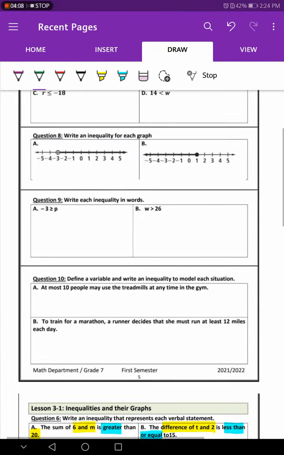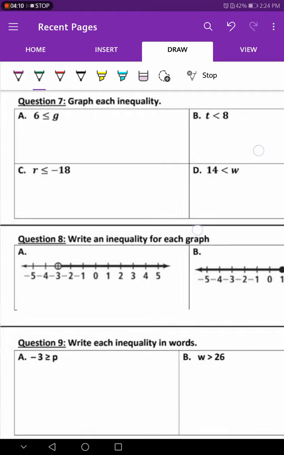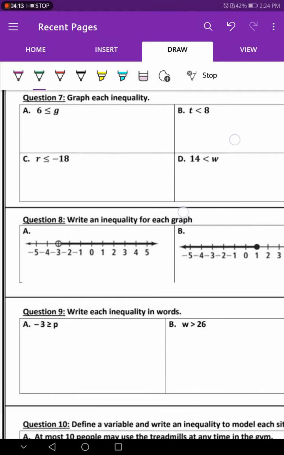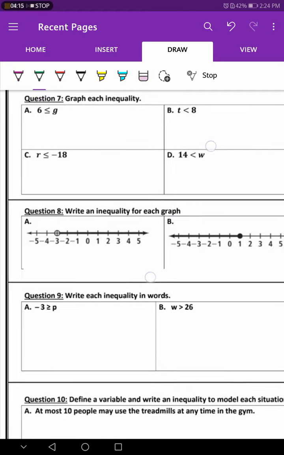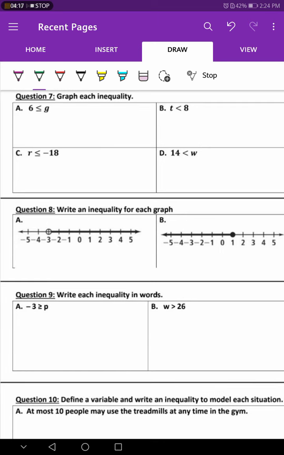Now we move to question number 7. Here, graph each inequality. Can you read it, Ryan? Okay, 6 or graph the inequality. You have to start reading not from the number. Even if you read it, you have to read it correctly. You read it from the variable, or the letter.